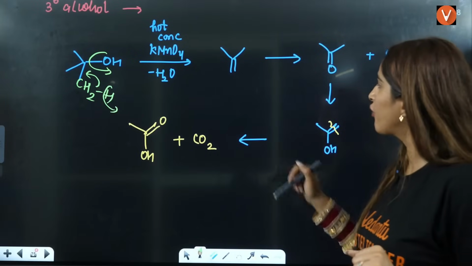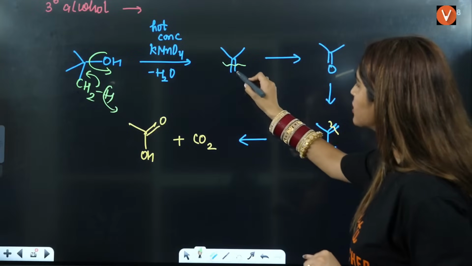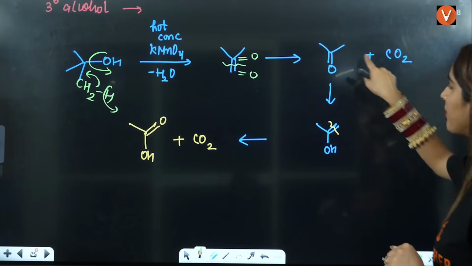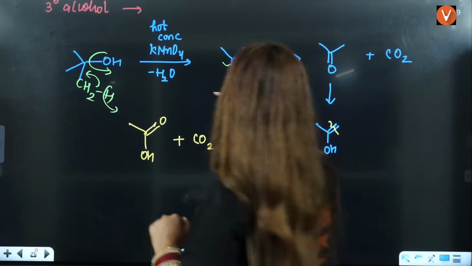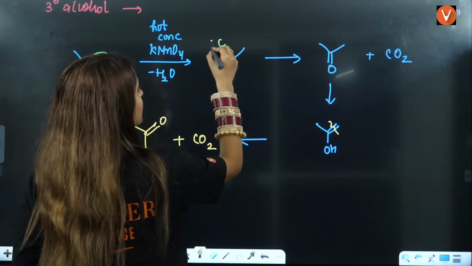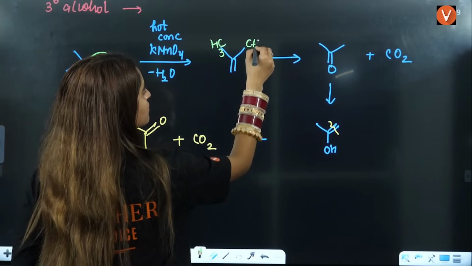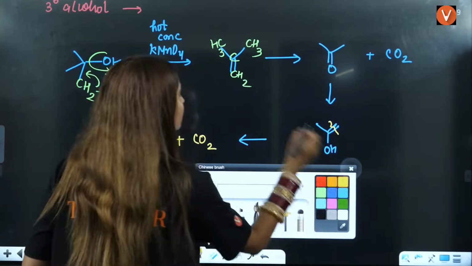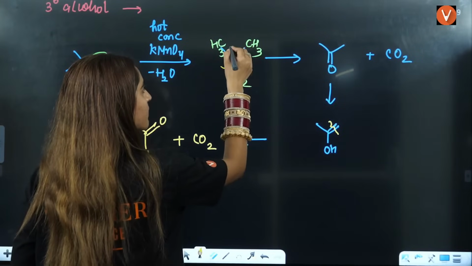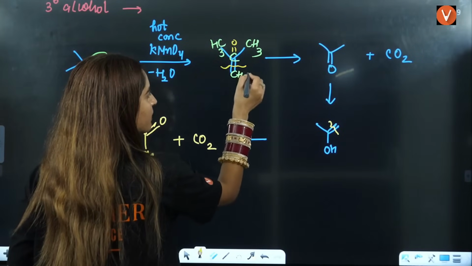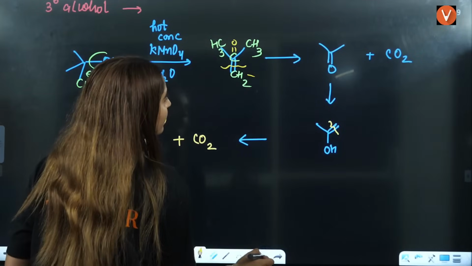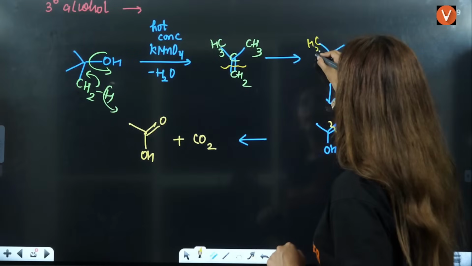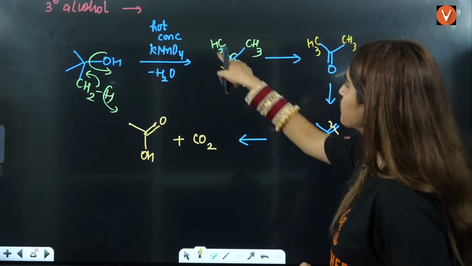Once you have the alkene formation, break the double bond, attach double bond O here, attach double bond O here. So you have this formation. If you see this here, this is CH3, this is CH3, this is C, this is CH2. You break the double bond here, attach double bond O here, attach double bond O here. What will you get here?